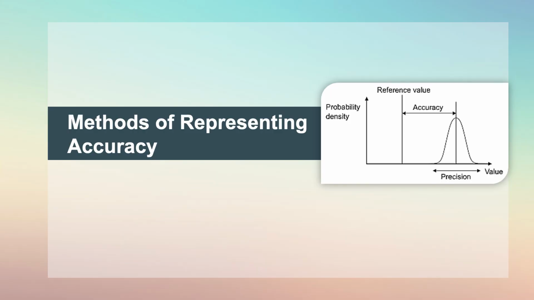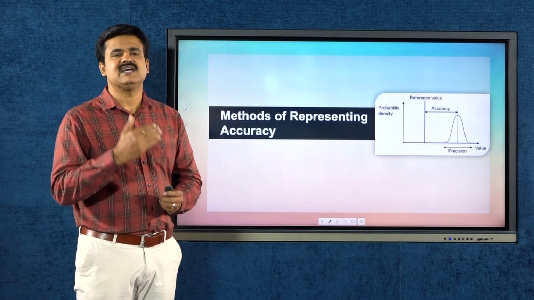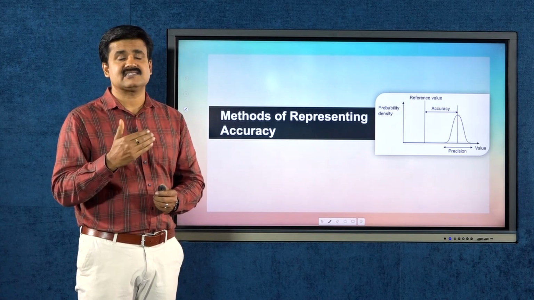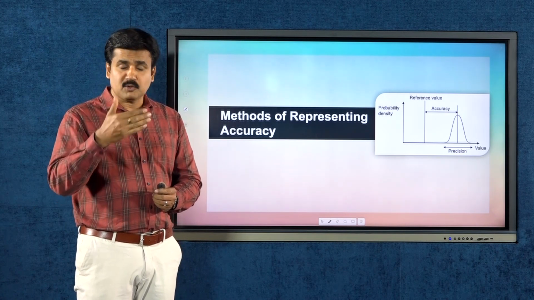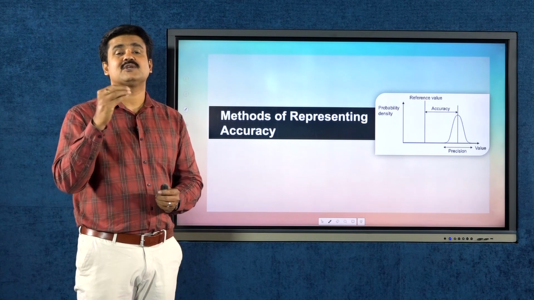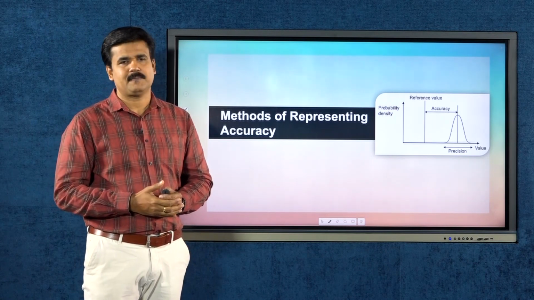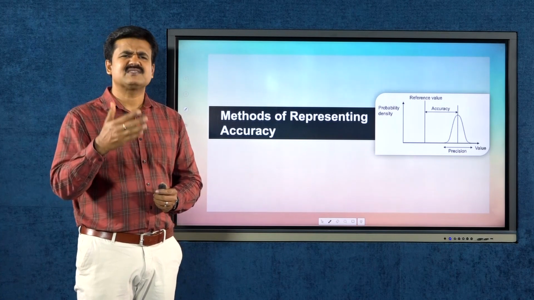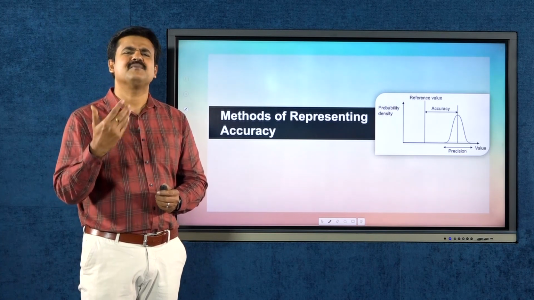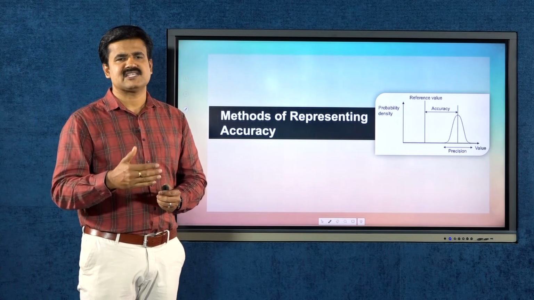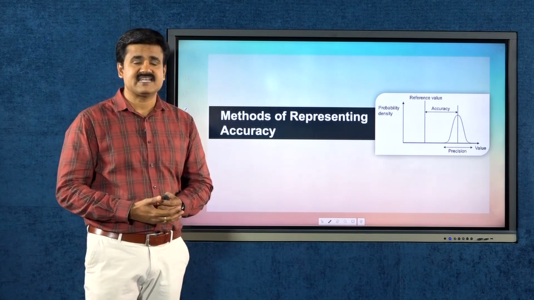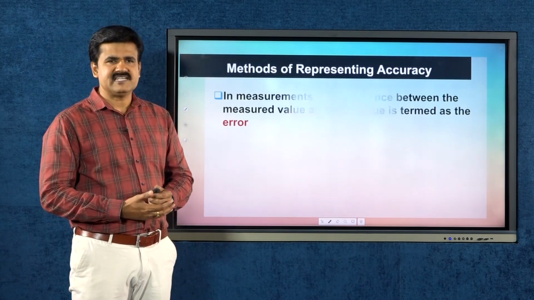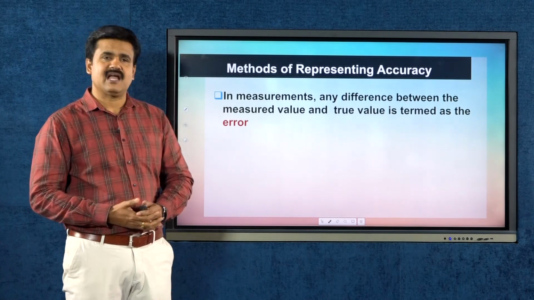Focusing on the methods of representing accuracy. We know that accuracy tells us how close the observed value is to the true value or actual value. So we can represent accuracy by using different statistical methods. We are now focusing on such methods for representing accuracy, that is, methods of representing accuracy.